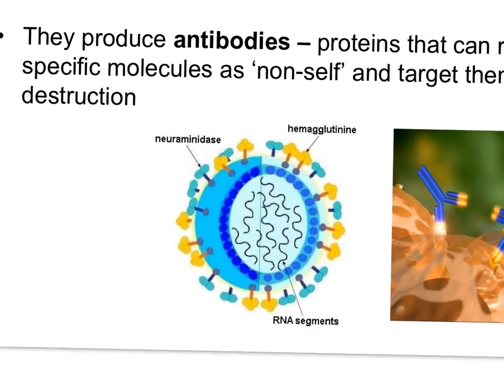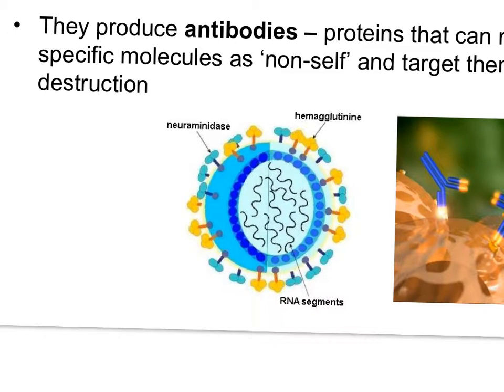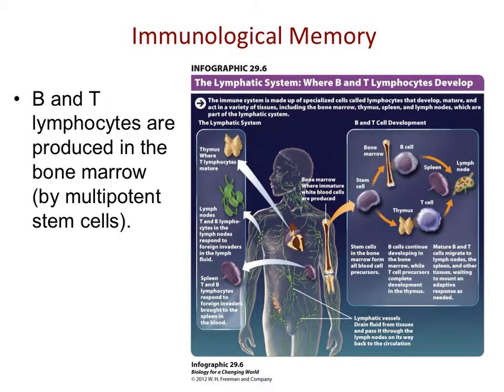So, this is kind of how it works. B and T lymphocytes are made in the bone marrow from stem cells, by multipotent cells. In other words, they can differentiate into all kinds of different blood cells. Some are found in the thymus. Some are in the bone marrow, lymph nodes, and the whole lymphatic system, and the spleen.